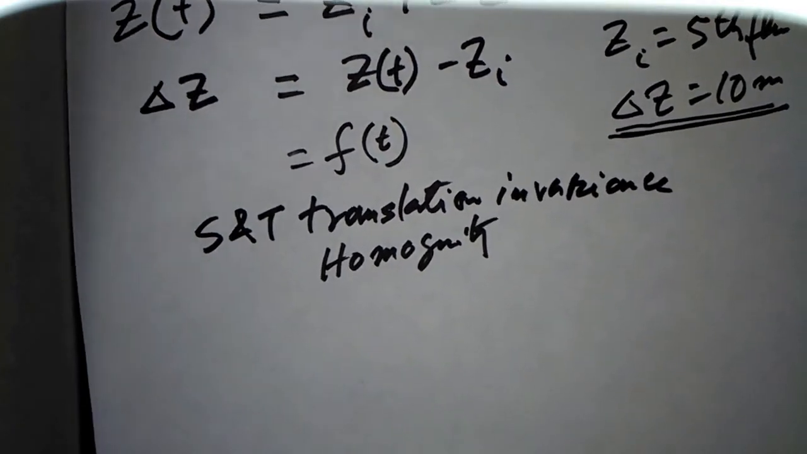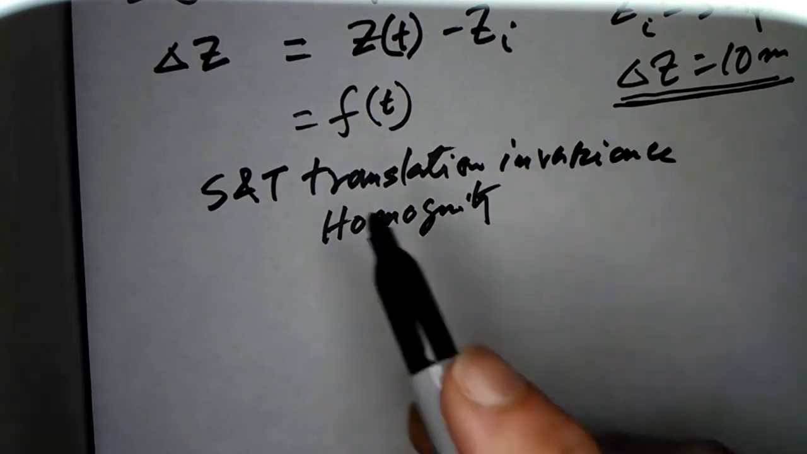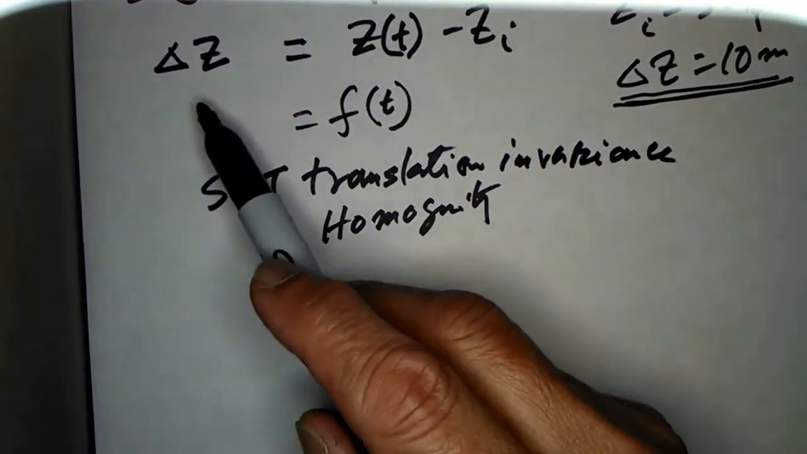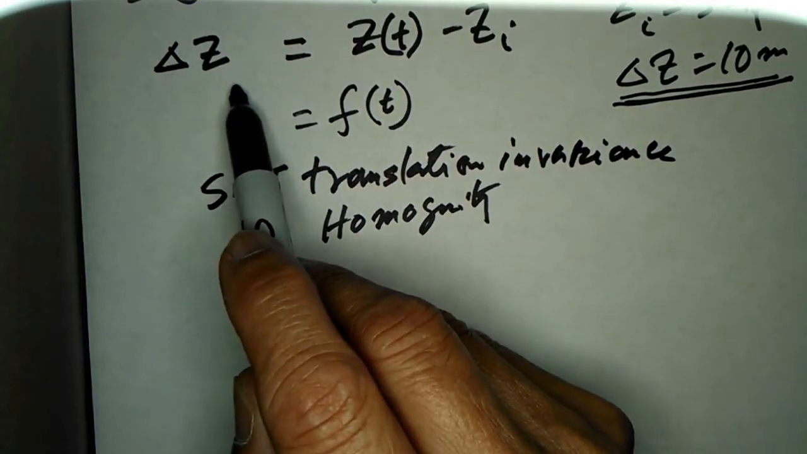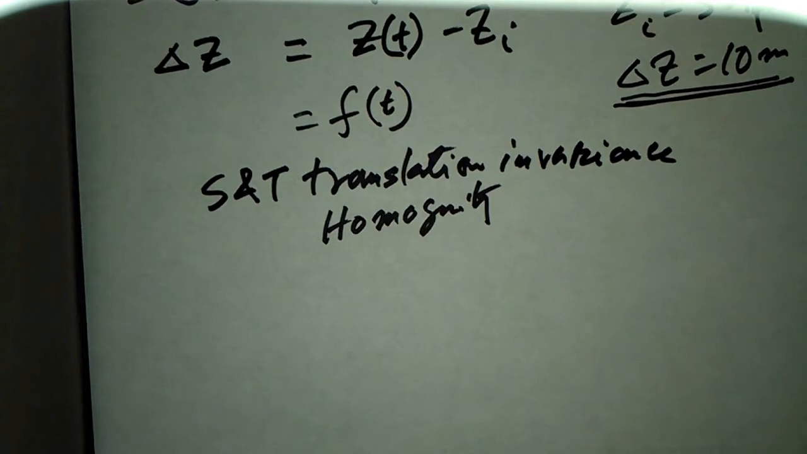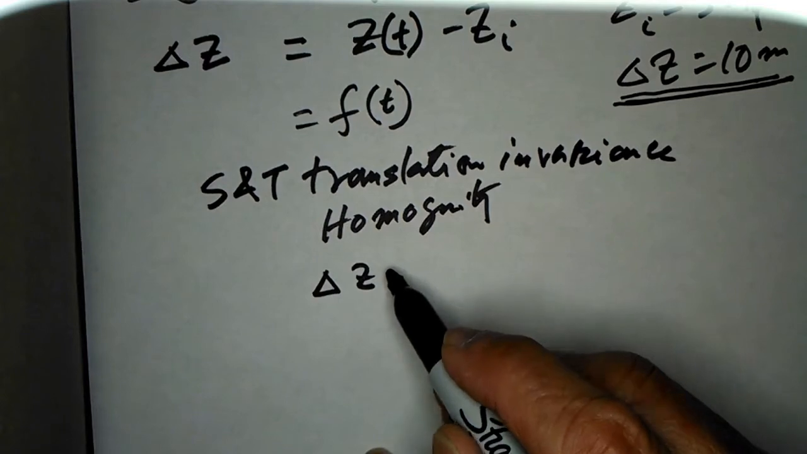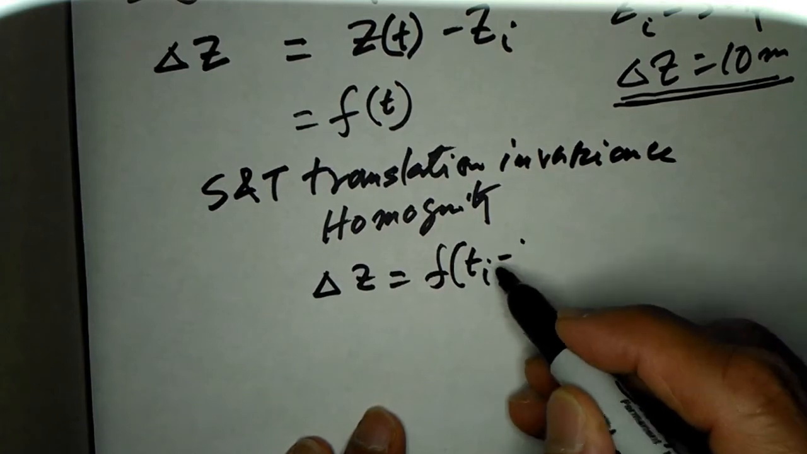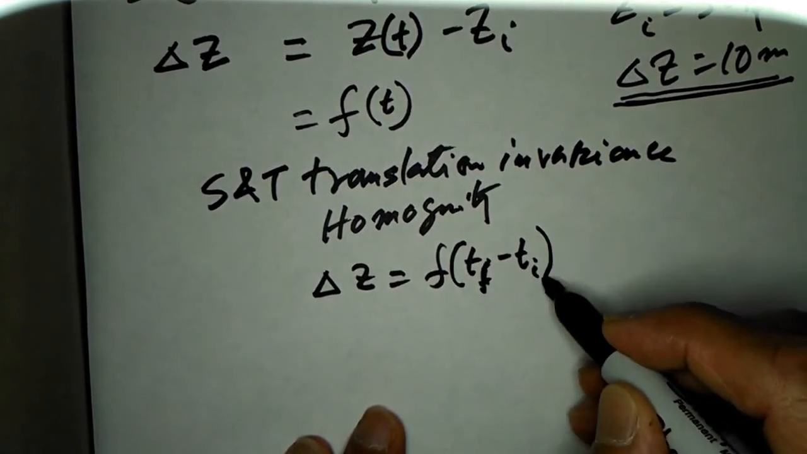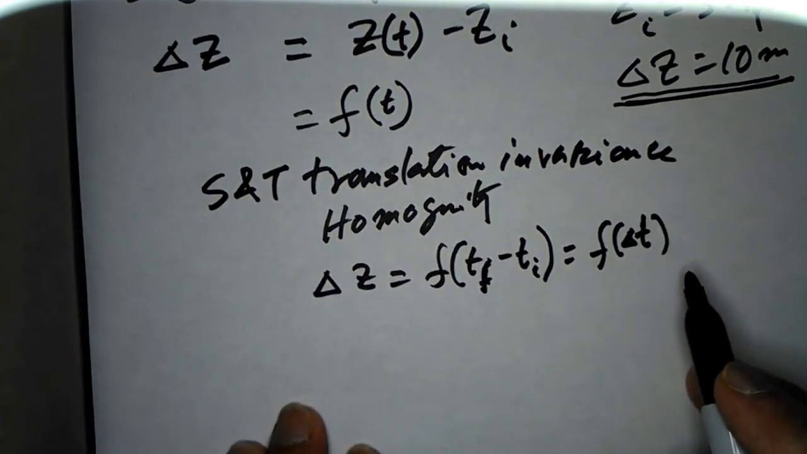So this is a very, very strong and important requirement on the physical quantity we are talking about, and the quantity here is delta z. How far the object moves in the vertical direction depends only on how long the motion has taken place. So delta z is a function of delta t, that is, t final minus t initial. So delta z depends on delta t, how much time has lapsed.